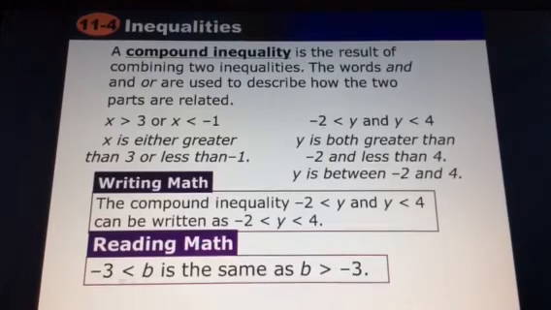Also, I just talked about this, how you can read backwards, that -3 less than b, which I would rather read b is greater than -3. That would be the same as reading it left to right, b is greater than -3.